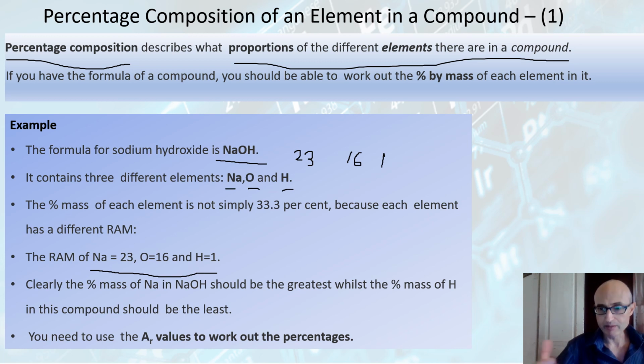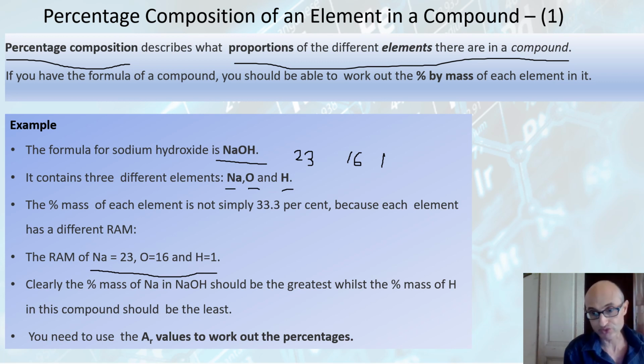Clearly, the mass weighting, the share of the mass of each of these elements within NaOH, is not 33% each. 33% would be if the relative atomic masses were exactly the same. If sodium had an equivalent relative atomic mass to oxygen and oxygen the same as hydrogen, then the contribution to the total mass would be 33%. In other words, 1/3 of the mass would originate from the sodium, 1/3 from the oxygen and 1/3 from the hydrogen.